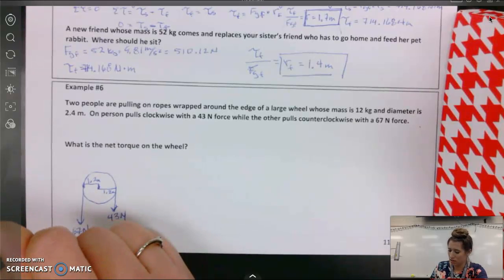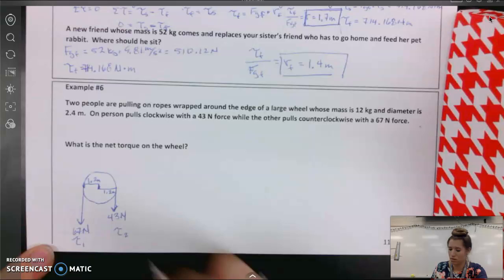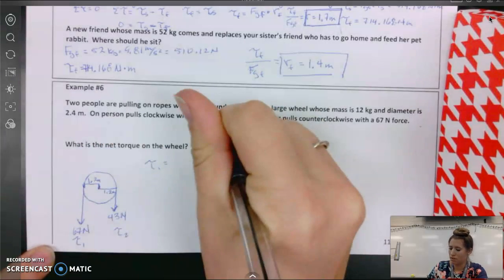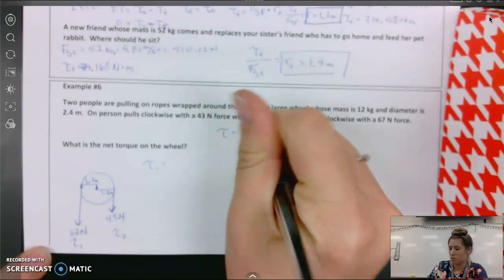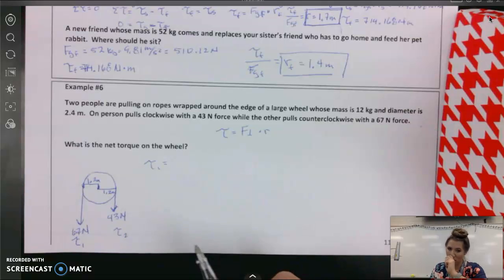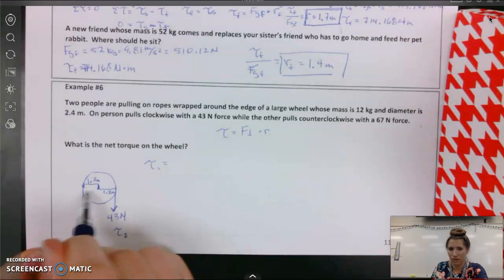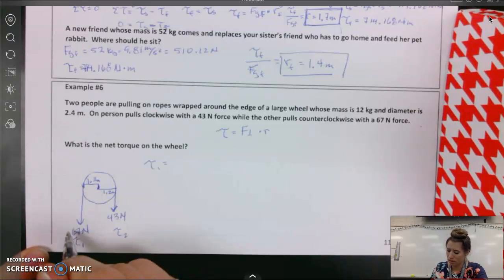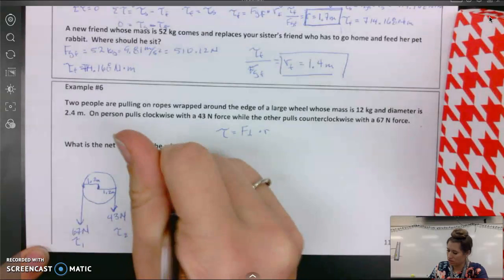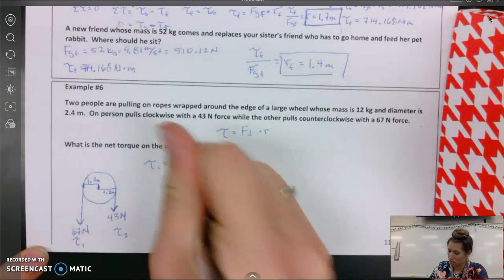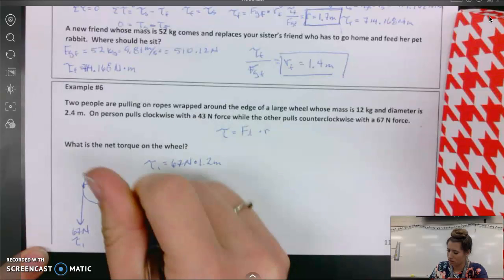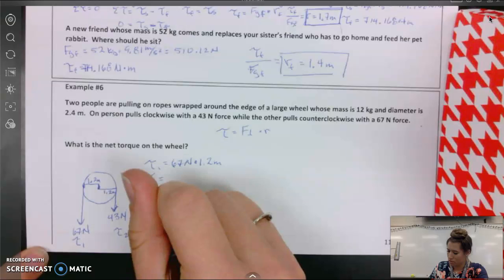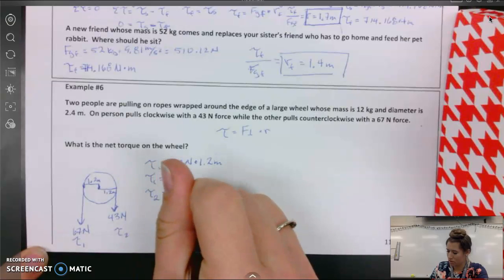Let's call this torque 1 and torque 2. Okay? Torque 1, and remember, torque in general is force perpendicular times r. Well, this is all perpendicular. Like if this is my lever arm, this force is perpendicular and that one's perpendicular. So it's the entire 67 newtons times r, which is 1.2 meters. And then torque 2 will be 43 newtons times r.